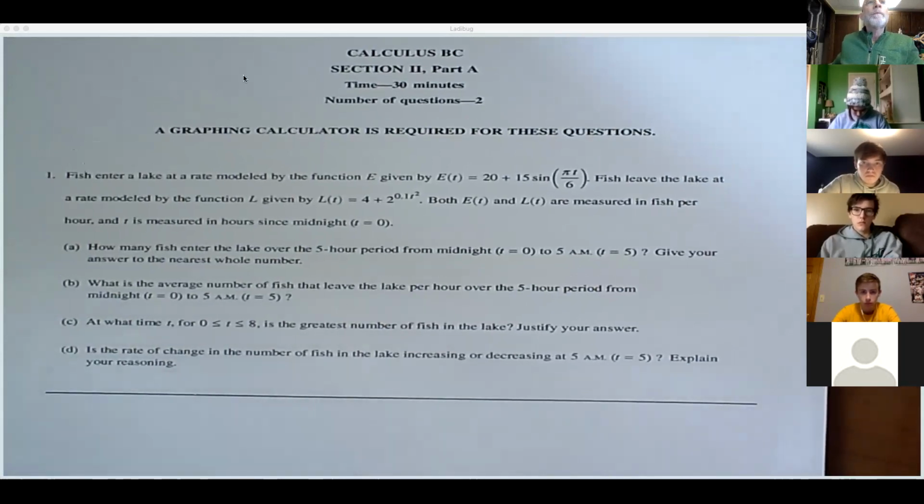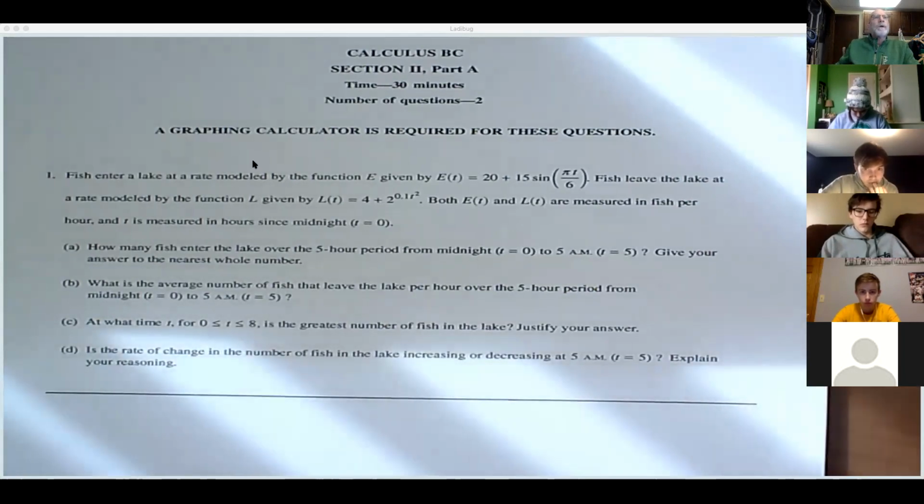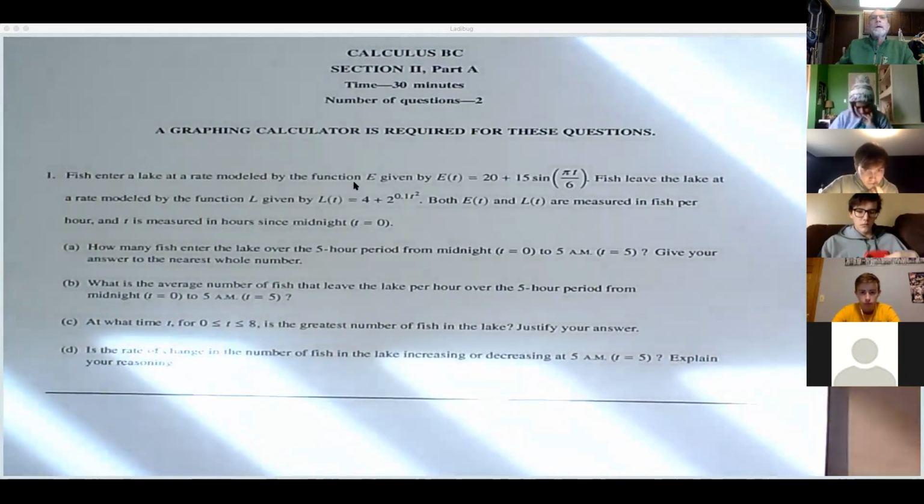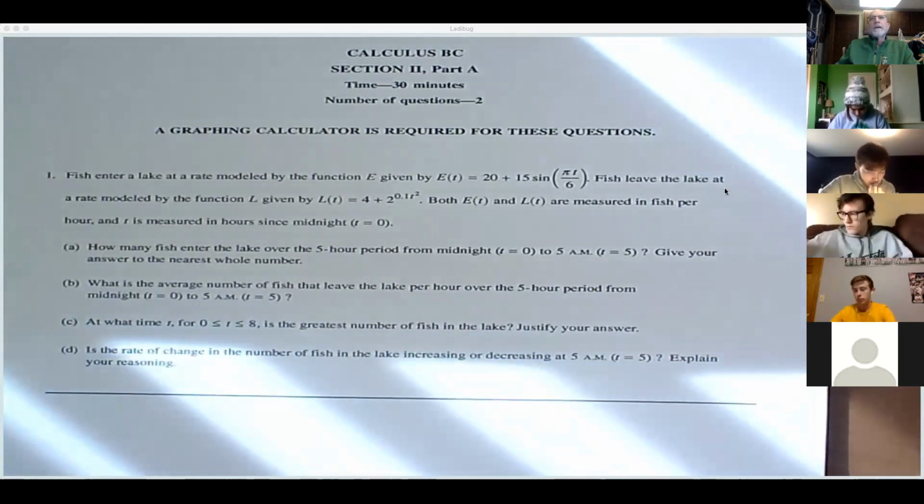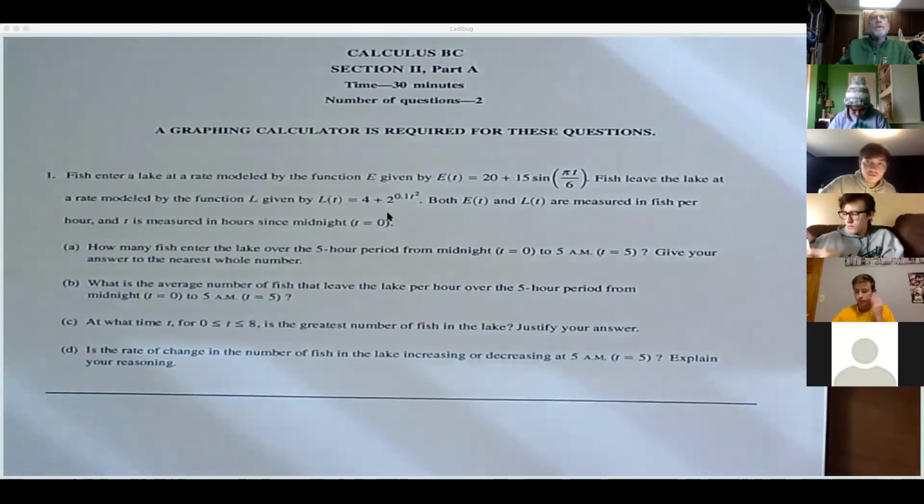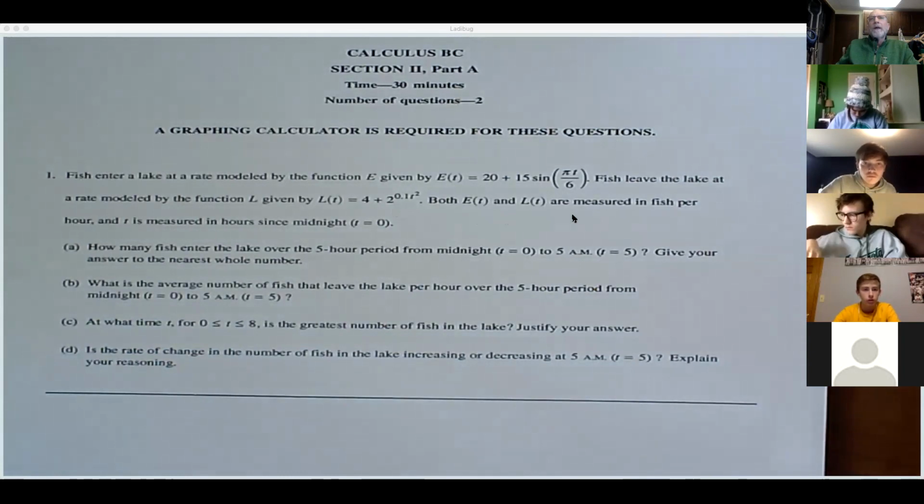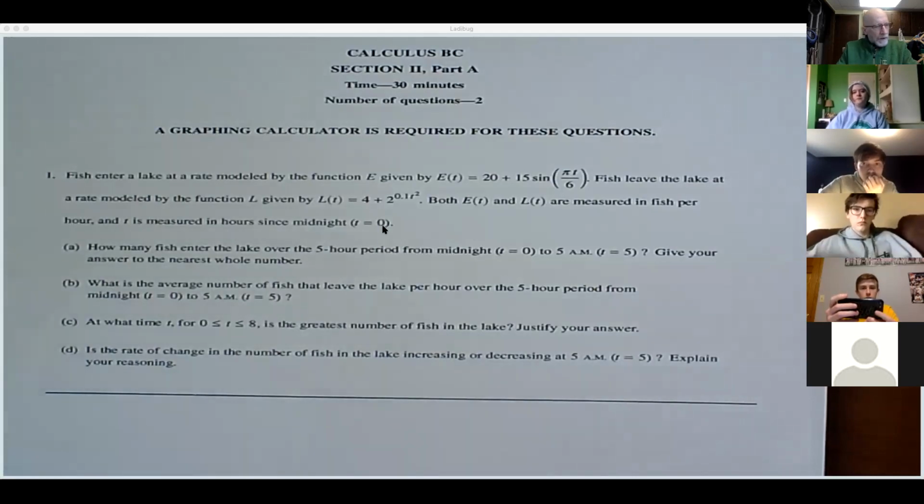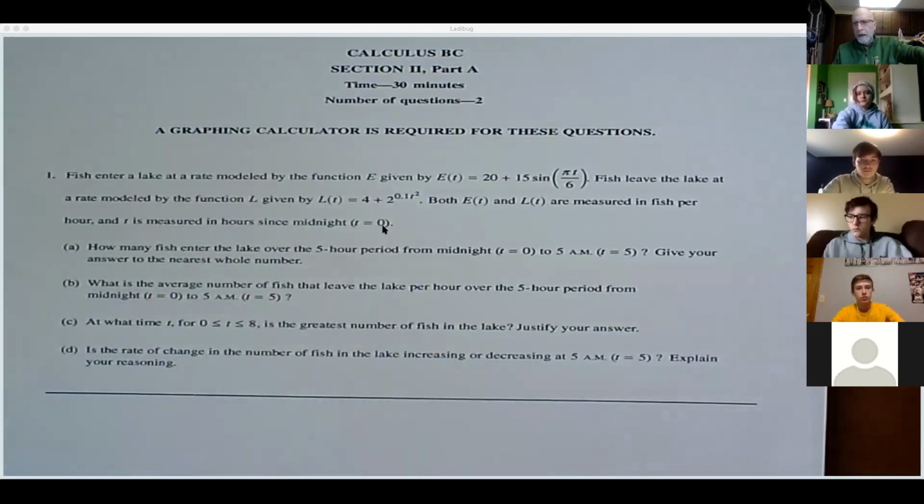So it's a 4-part problem. You've got fish entering a lake with this function. You've got fish leaving a lake with this function. And both of them are rates that are measured in fish per hour. And t is measured in hours since midnight, and midnight is counted as t sub 0. So I will start my watch, and you have 15 minutes.